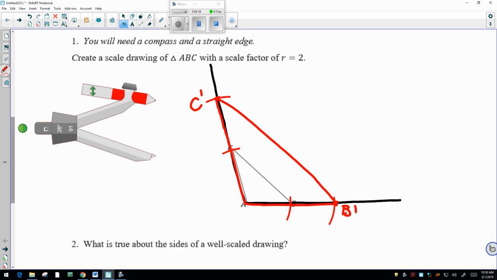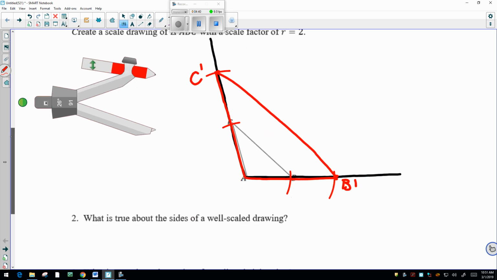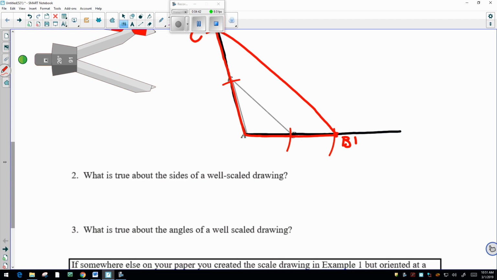Our scaled figure is much larger. And again, it should be. Our scale factor was 2. It was greater than 1, so we said it would be an enlargement. Now, true about this, the sides of the scale drawing. So not only are they larger, but we can also say all sides are in proportion.